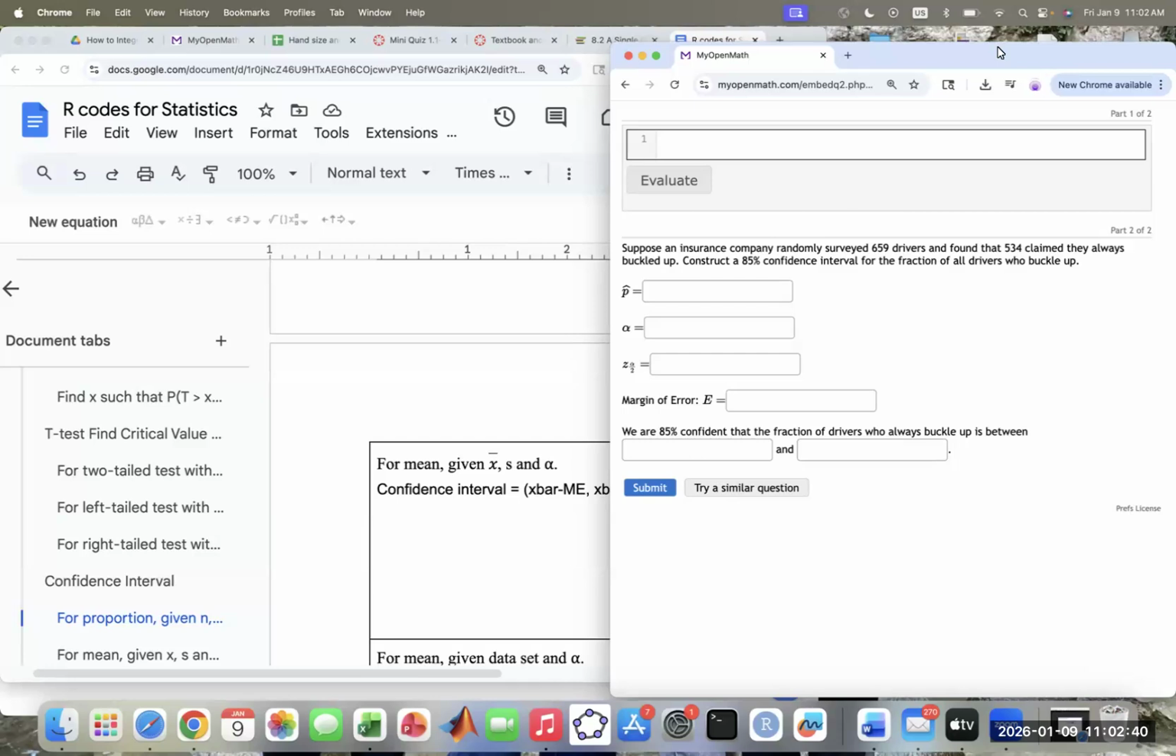Hi there. Today I will share with you how to find the confidence interval of the proportion.